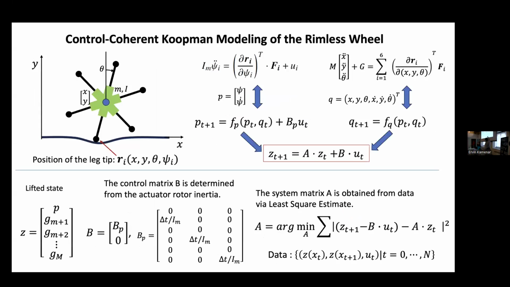Okay, so just to summarize, the actuator dynamics side is in the form of a nonlinear term f_p(p_t, q_t) plus control terms showing up linearly, B_p u_t. And then the plant side of the dynamics is very complicated, but that doesn't matter. We can put it into the control coherent Koopman model, as shown there, where z_t consists of the actuator state and the rest of the part.